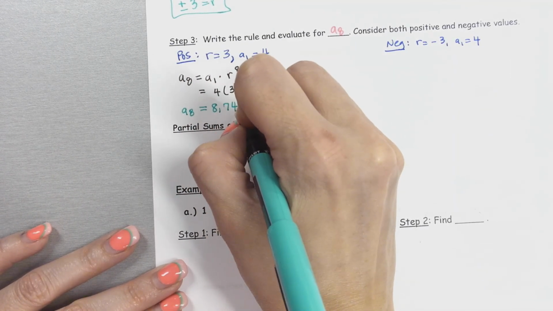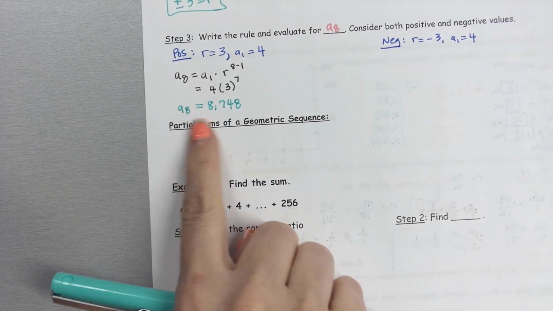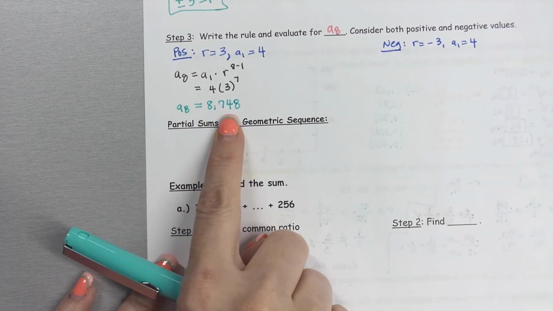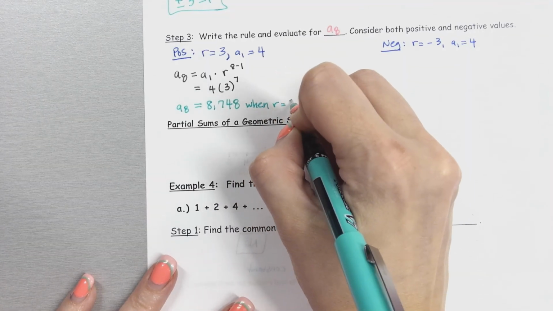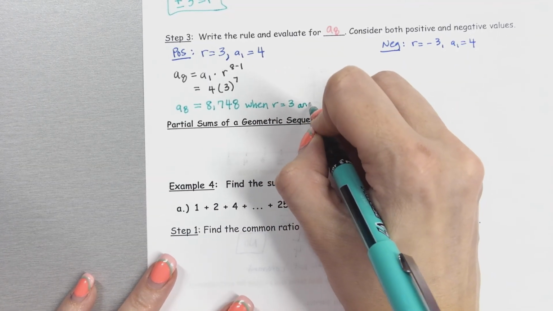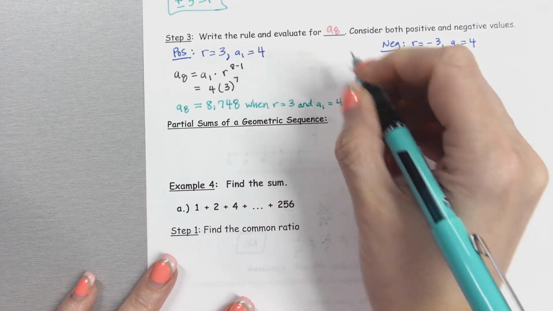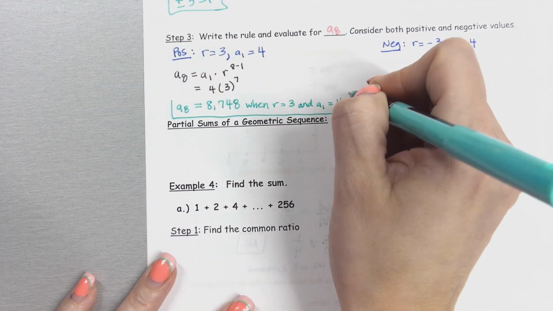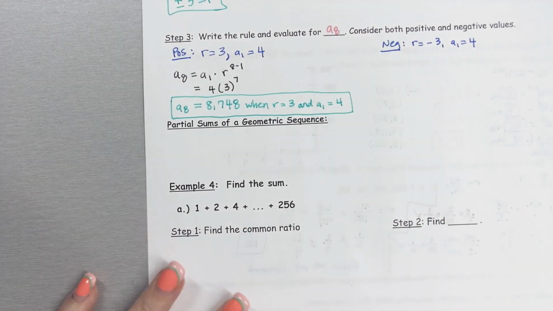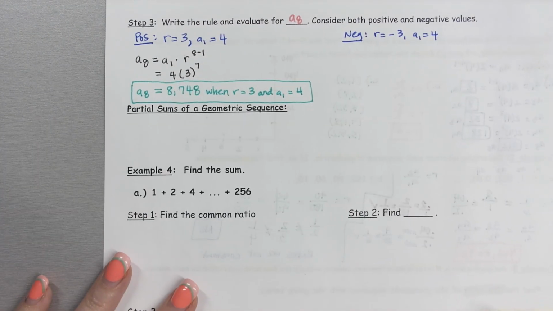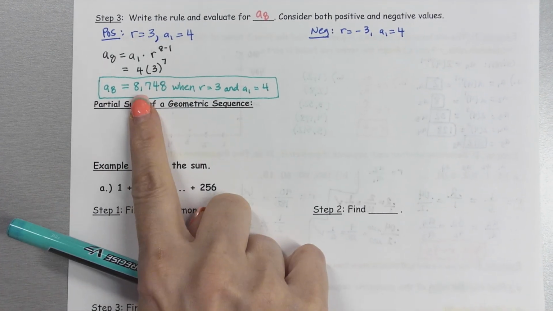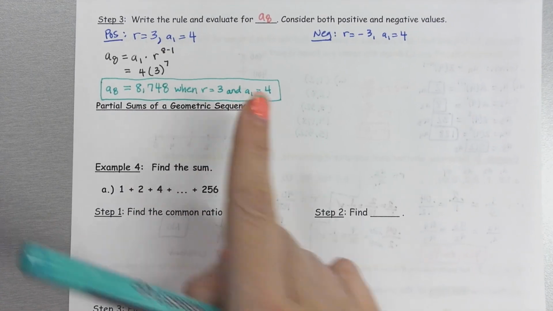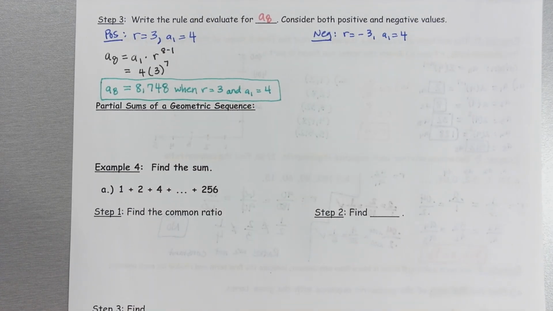Great. So this is how we're going to write our answer. A sub 8 is 8,748 when r is 3 and a1 is equal to 4. Okay, so if you have two different answers, you identify your r and your a sub 1 value.